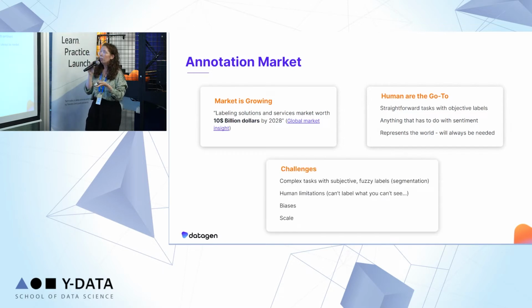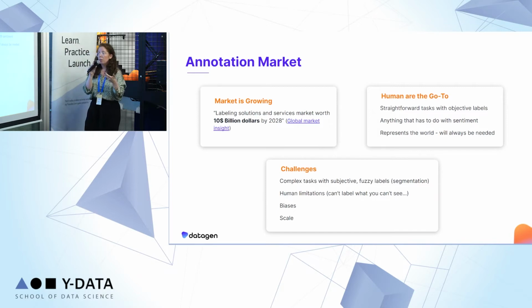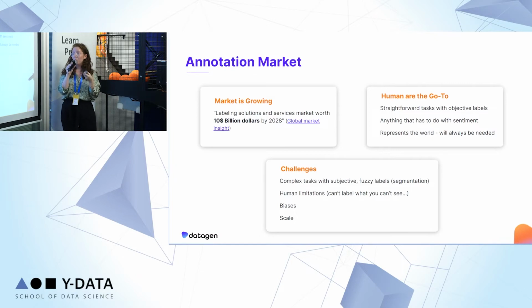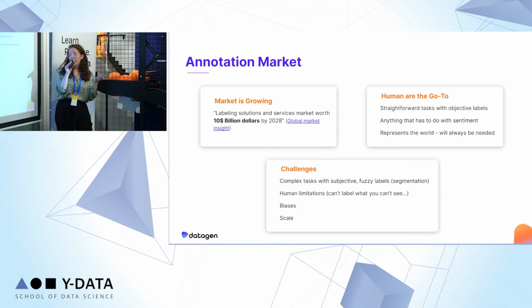However, human annotators have their own challenges, right? When the labels start to get fuzzy or a little bit less defined, you can see a lot of disagreement between human labelers and a lot of noise. Sometimes the labels even look subjective. If you ask a couple of annotators, they will give you their own opinion, and you can also meet biases. Of course, humans have their own limitation, like they can't label what they can't see, and I'll get to that in a second. And it's very difficult to obtain human annotations at scale.